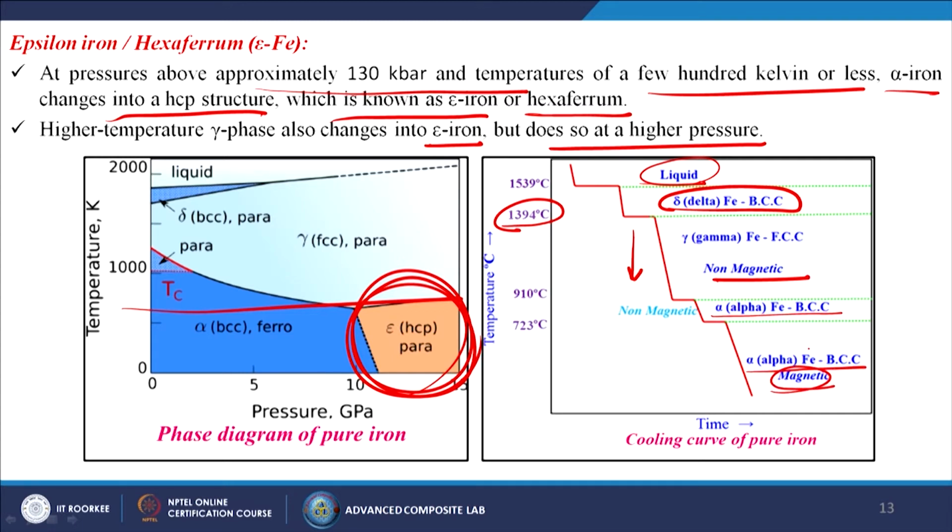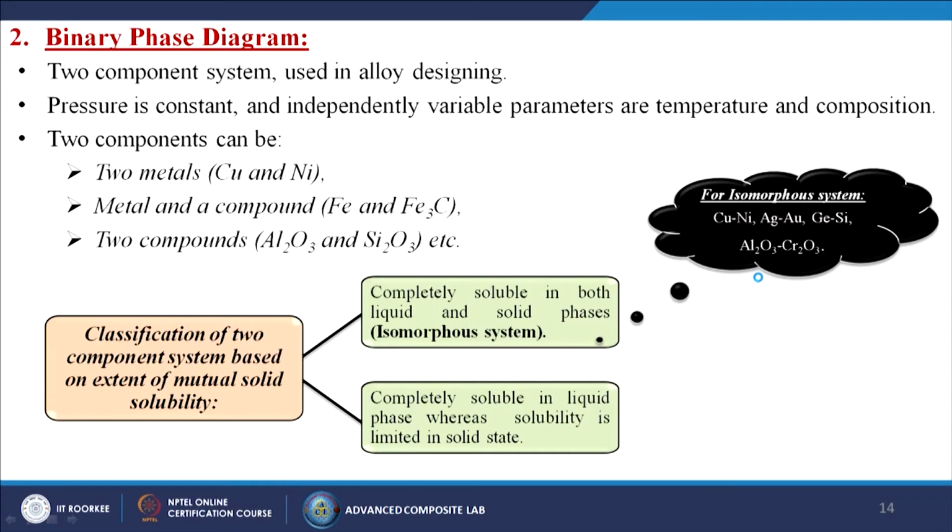So, you see a single material at higher temperature was non-magnetic, and when we reduce the temperature it became magnetic. Also the crystal structure changes from BCC to FCC, then again BCC, with temperature.